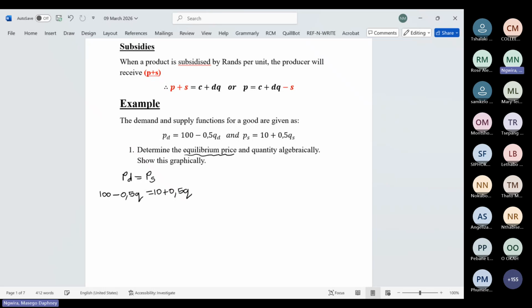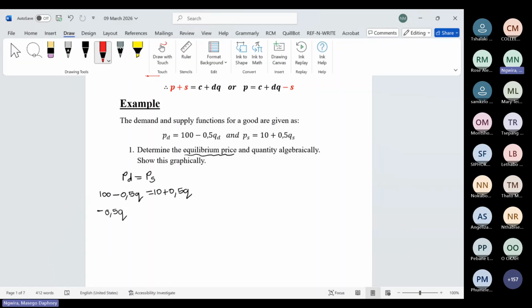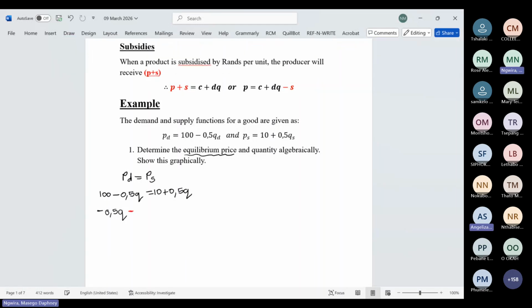After this, we put like terms on one side. So I'm going to take the Qs to my left. Every time something jumps an equal sign, it changes sign. This side, I already have a negative 0.5Q. Then I'm going to take this one to this side, so it was a plus 0.5 and because it jumps an equal sign, it's going to be a negative 0.5Q, and then equals to.